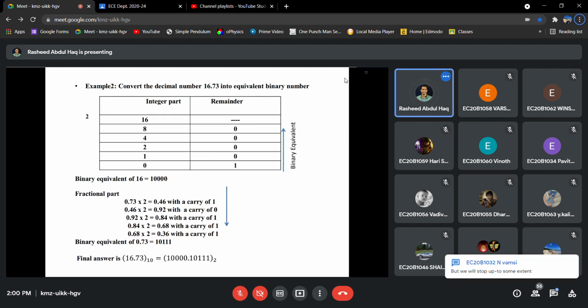Okay, shall we move to the next question? Is this clear for everyone? It is the simplest one, converting from decimal to binary.